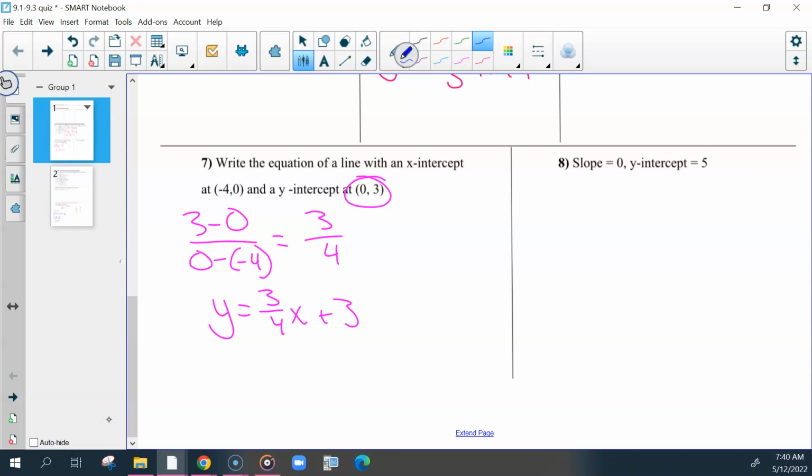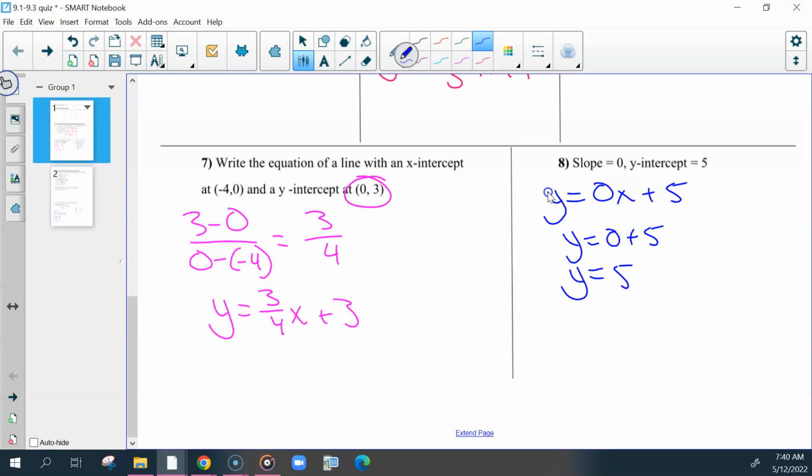This one has a slope of 0, so you could start by putting this in the format y equals mx plus b. But if you have a 0 slope, this becomes 0. So your equation would just be y equals 5. Good.